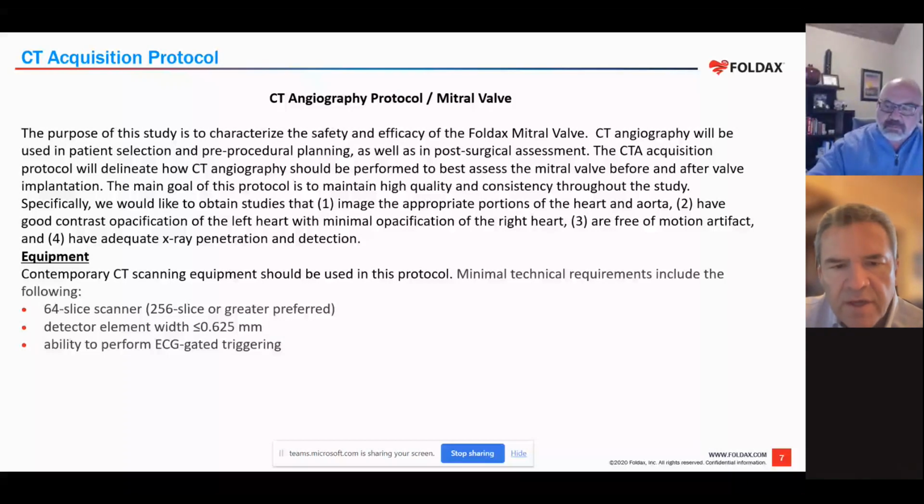If it's a 64 slice or better scanner, it should be adequate. Some of the newer 256 slice or greater scanners will probably be even easier to work with and generate better images. But an important feature is the scanner has to have the ability to perform ECG-gated triggering of images.